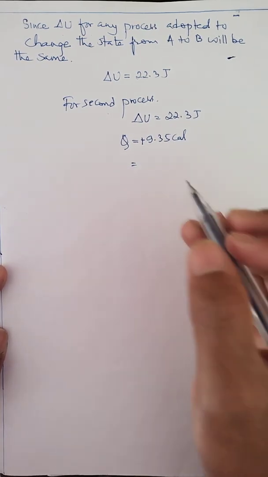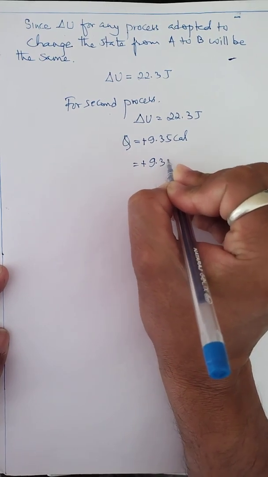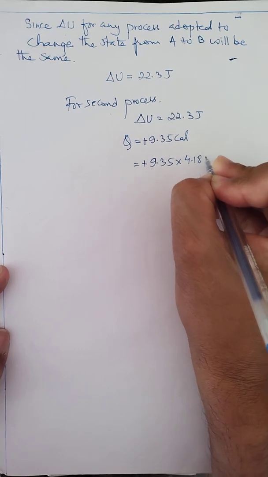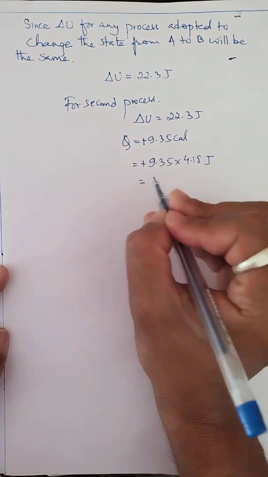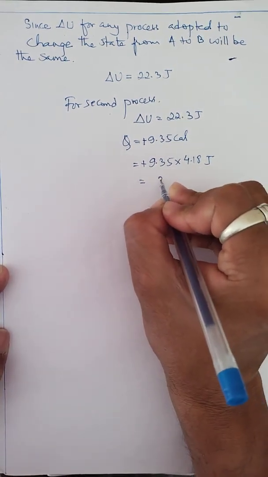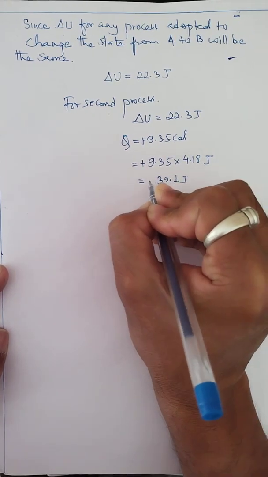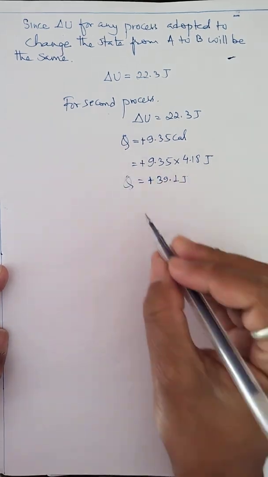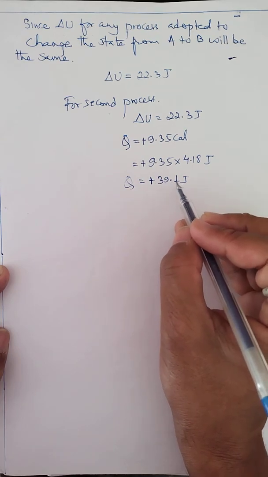There is a relation: 1 calorie equals 4.18 joule. So 9.35 calorie means 9.35 into 4.18 joule. Just multiply by 4.18. If you multiply with the help of a calculator, we get approximately 39.1 joule, with a plus sign. This is the heat absorbed by the gas, that means plus 39.1 joule.